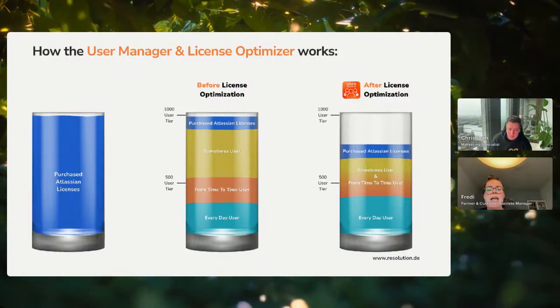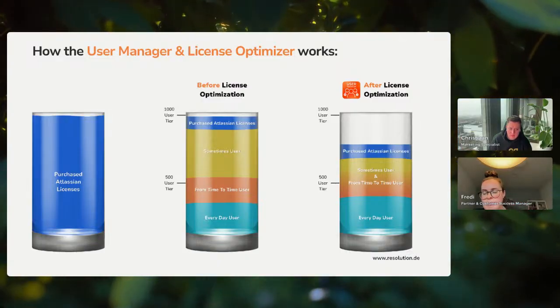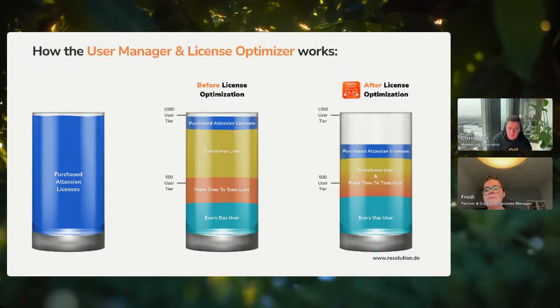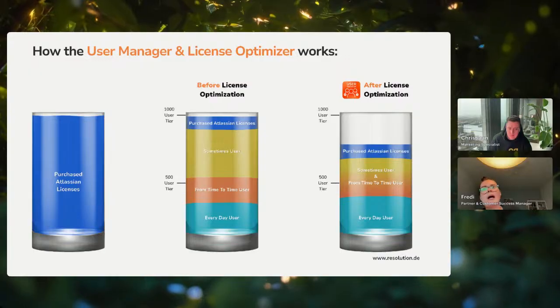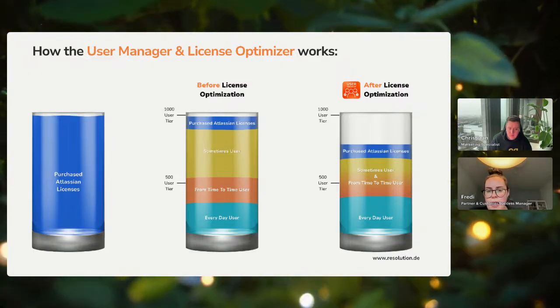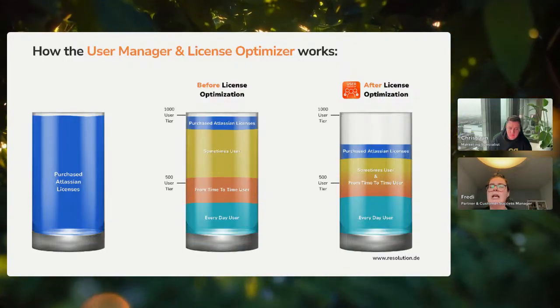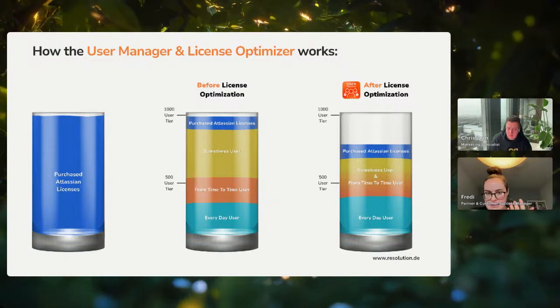But then we also have the users that we sometimes call sometimes users. They're logging in once in a while. You can, for example, think of production workers who are only using Confluence once a year to read up on policies for their annual training, let's say.